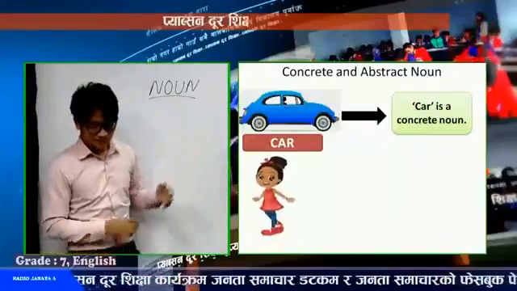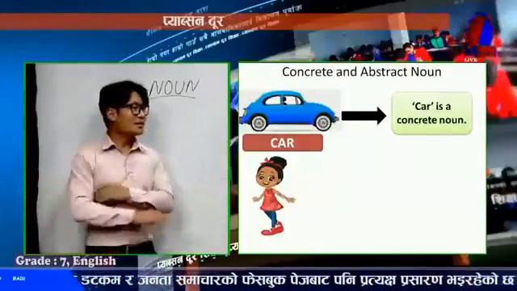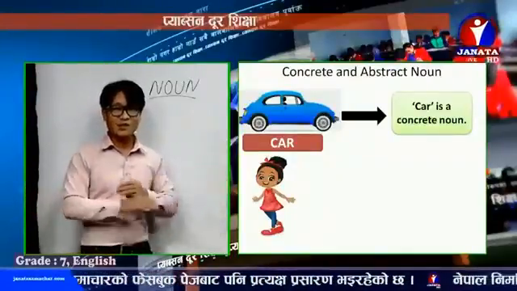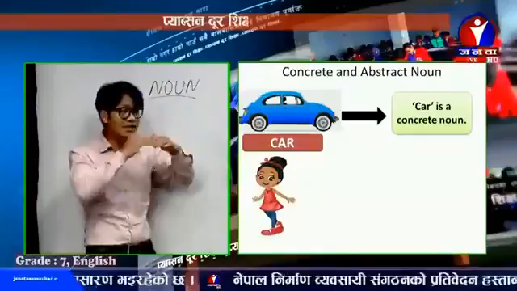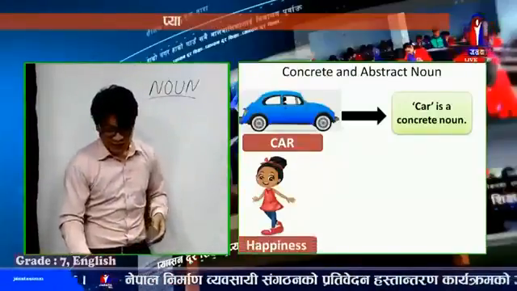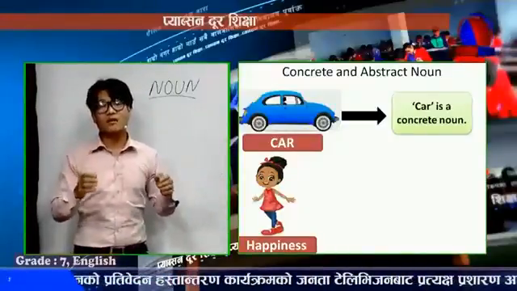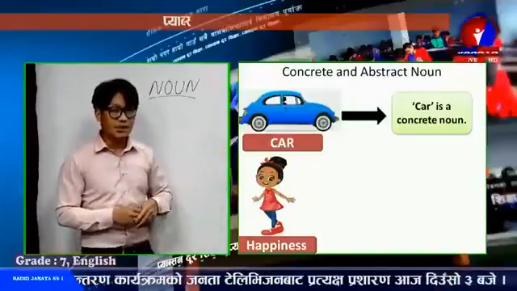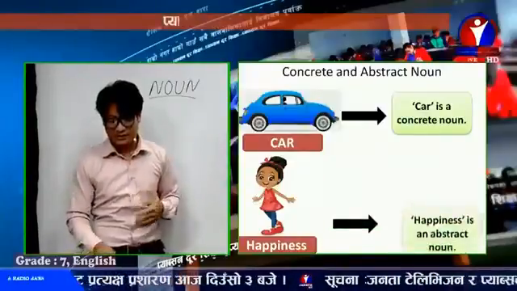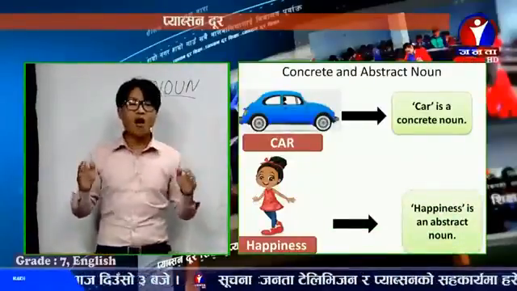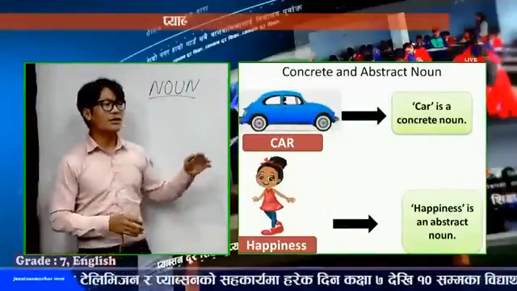Next, see this girl. This girl is so happy. Suppose she is walking and dancing, we can see, and her face shows that she is so happy. So happiness is a noun, but which noun? Because happiness cannot be seen, happiness cannot be touched, it can just be felt. So happiness is an abstract noun.